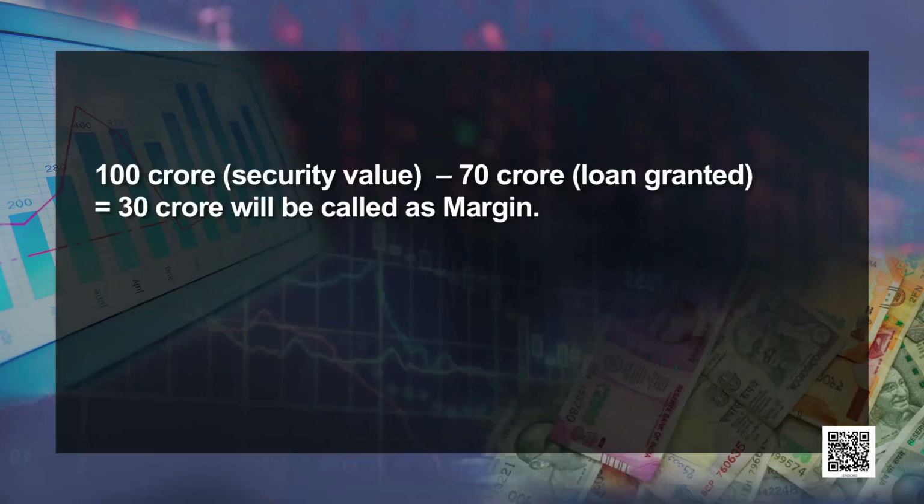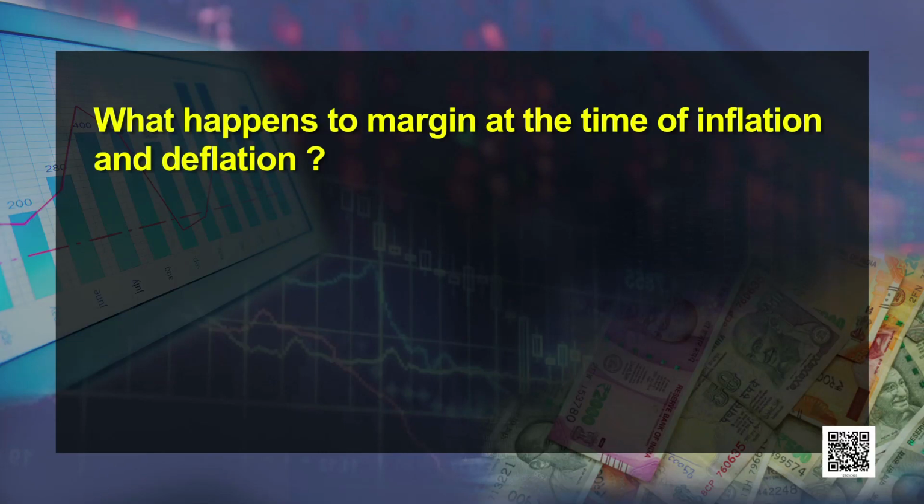So let's suppose if I have a property or a building which costs 100 crores of rupees, the bank won't lend me 100 crores on its security. The bank would obviously loan me a lesser amount. Let's suppose that amount is around 70 crores. So the difference between what I offered to the bank was 100 crores and what the bank offered me was 70 crores. So the difference arises 30 crores. This 30% is known as margin. Now what happens to this margin at the time of inflation and deflation?